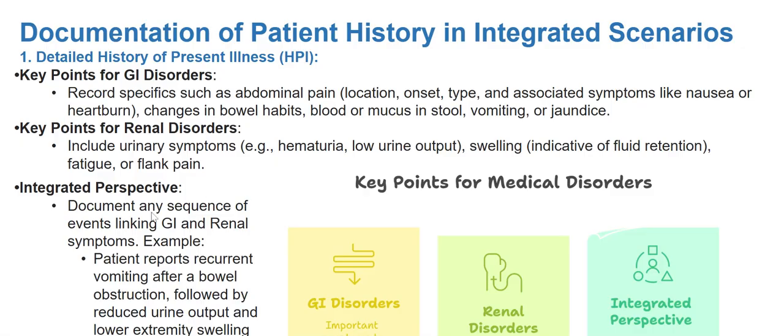Integrated perspective: document any sequence of events linking GI (gastrointestinal) and renal symptoms. For example, patient reports recurrent vomiting after a bowel obstruction followed by reduced urine output and lower extremity swelling within 48 hours. And here is a diagram summarizing the key points for medical disorders.